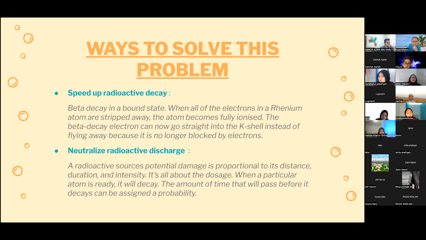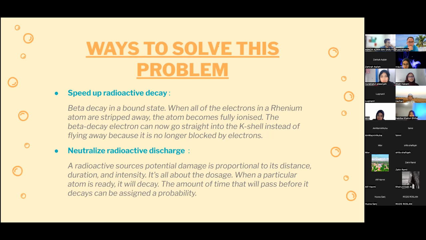What it means here is that radioactive materials contain very excited electrons, so at some point it will pop, or rather explode. So what it means here is that if we speed up the radioactive decay, then instead of flying away and exploding, they will just be stabilized.